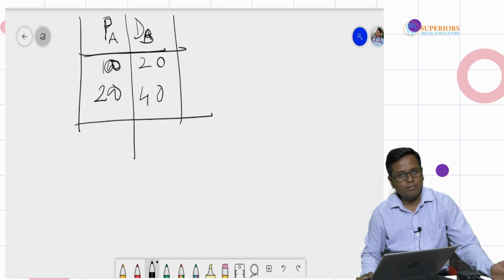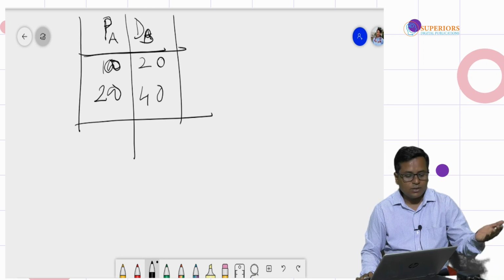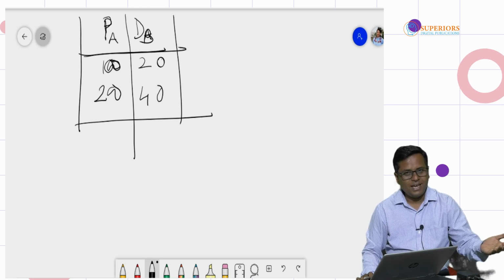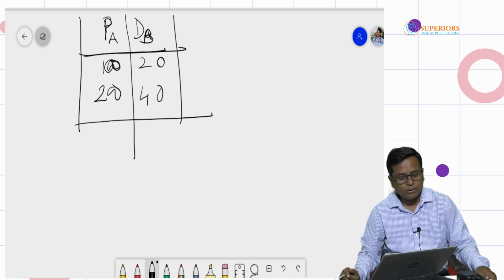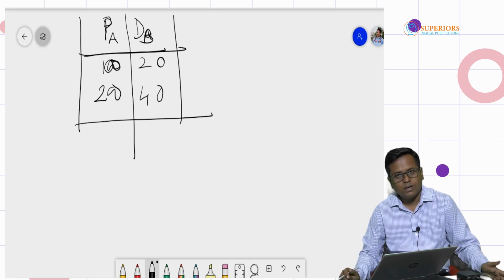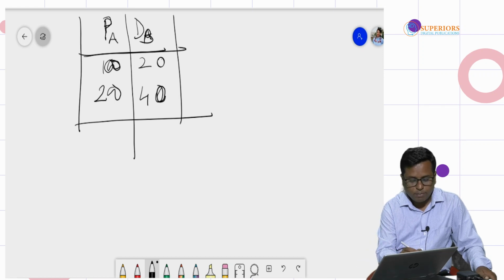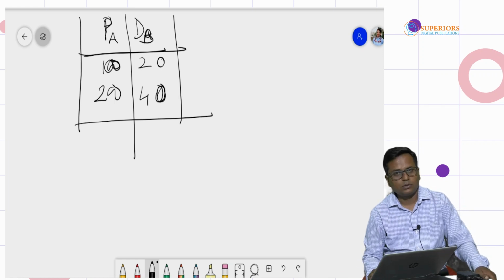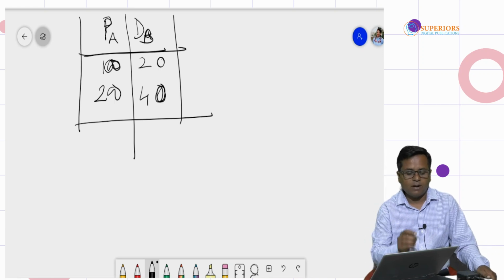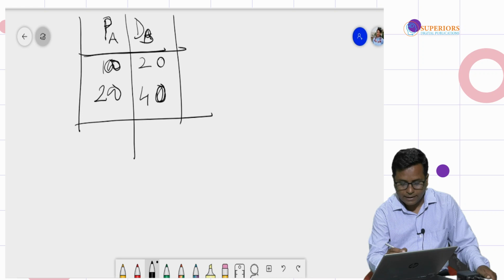It became cheaper. Because these are substitutes, either you will go with A or B commodity. You will consume only one of the two. So definitely people will prefer to buy the cheaper commodity. So the demand for B commodity increased here.